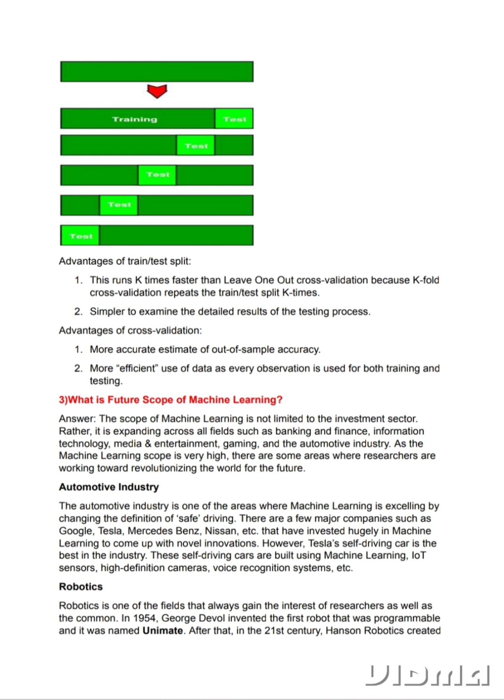Advantages of train-test split. 1. This runs k times faster than leave one out cross-validation because k-fold cross-validation repeats the train-test split k times. 2. Simpler to examine the detailed results of the testing process.